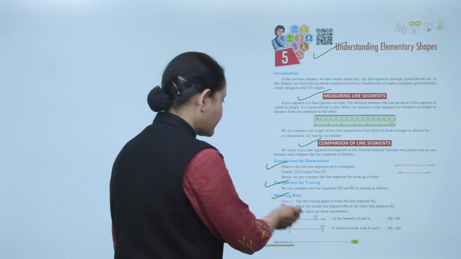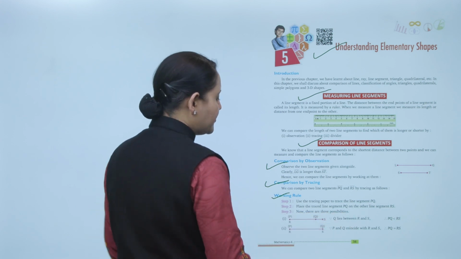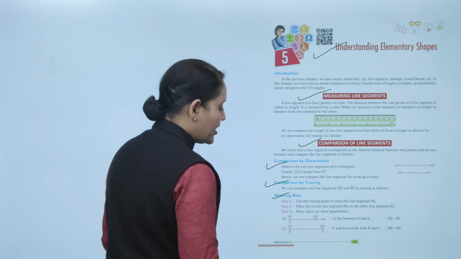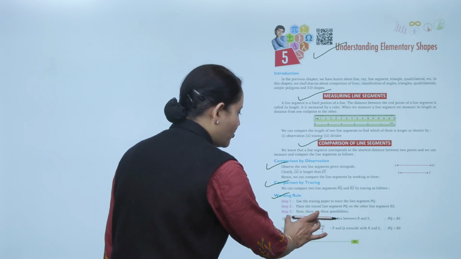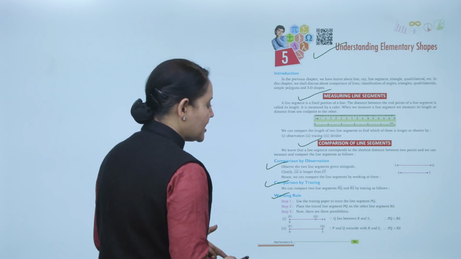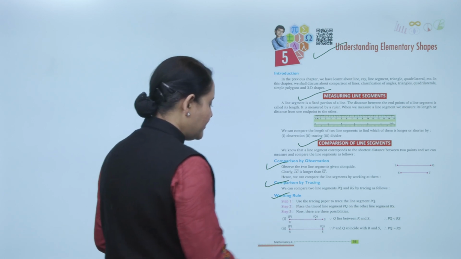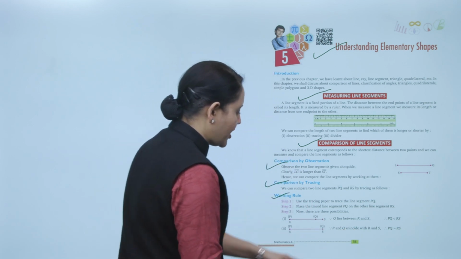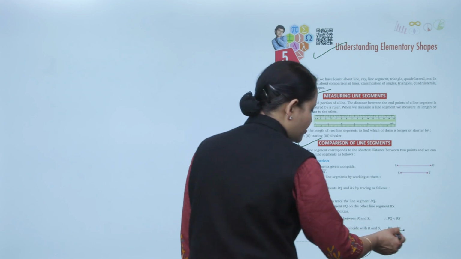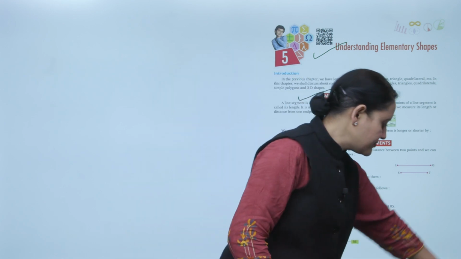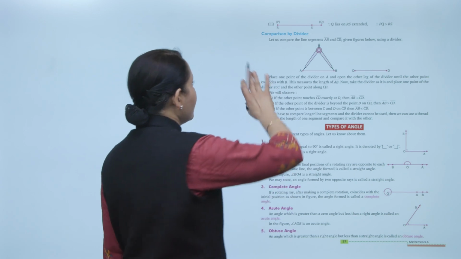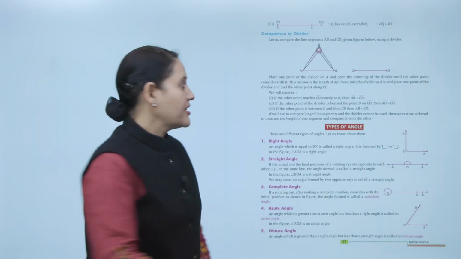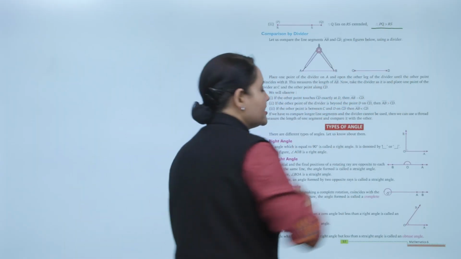So, here Q lies between R and S. May be possible Q जो है वो R और S के बीच में हो. That means PQ is less than RS. Second, P and Q coincide with R and S. मतलब P जो है R पे and Q S पे. That means they both are equal. PQ equals RS. Third possibility is Q lies on RS extended, means RS से बाहर है. That means PQ is greater than RS. So these are the three possibilities.